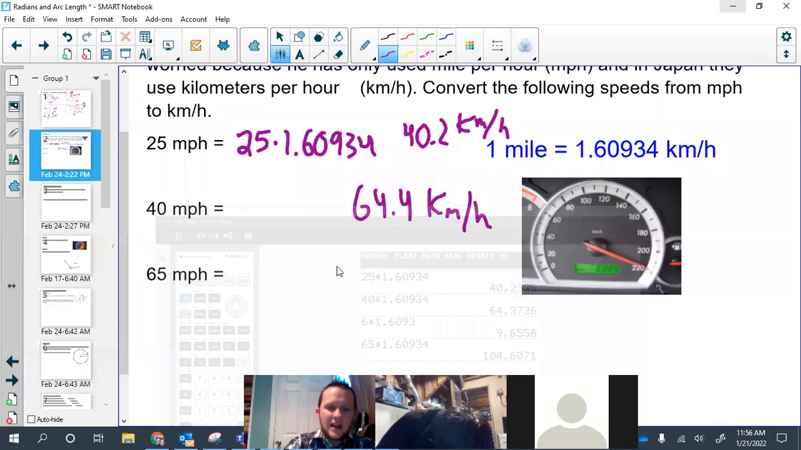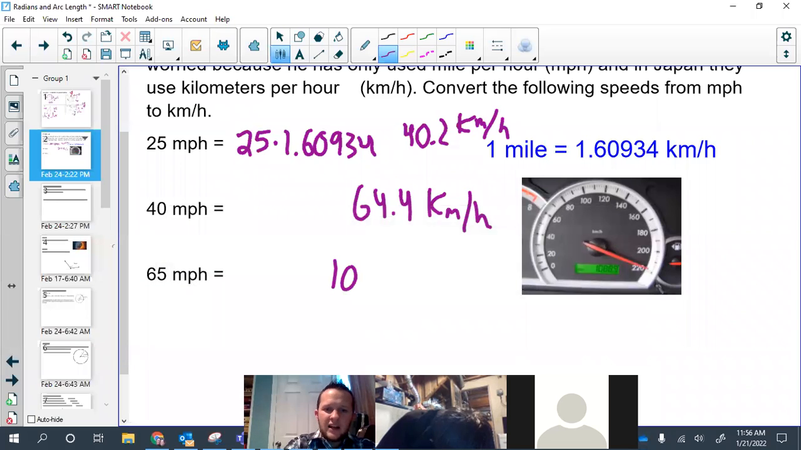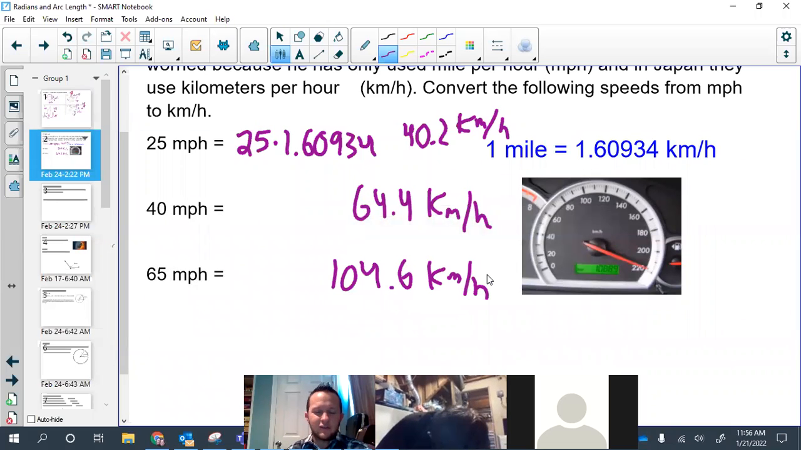104.6. Nice. And I remember that when I was in South Africa, I got on the freeway and it said the speed limit was 100. And I was like, sweet, 100. Because you think that means you're cruising. Yeah, you're only going like 65. It's just your freeway speeds. But it feels cool to be in the triple digits.